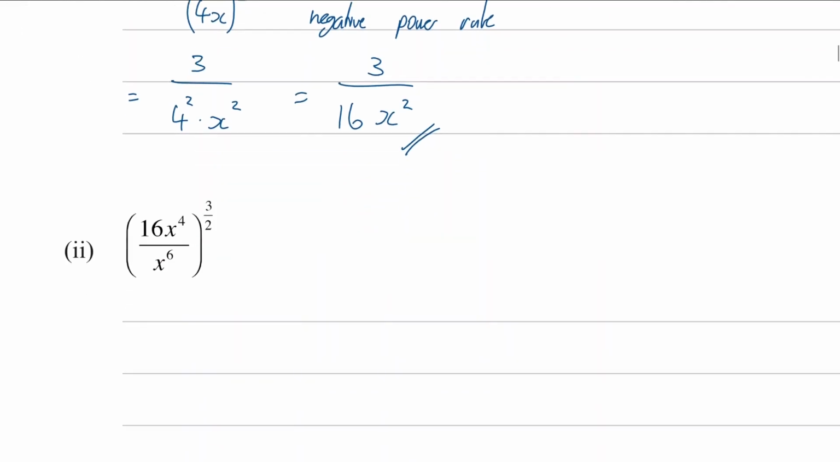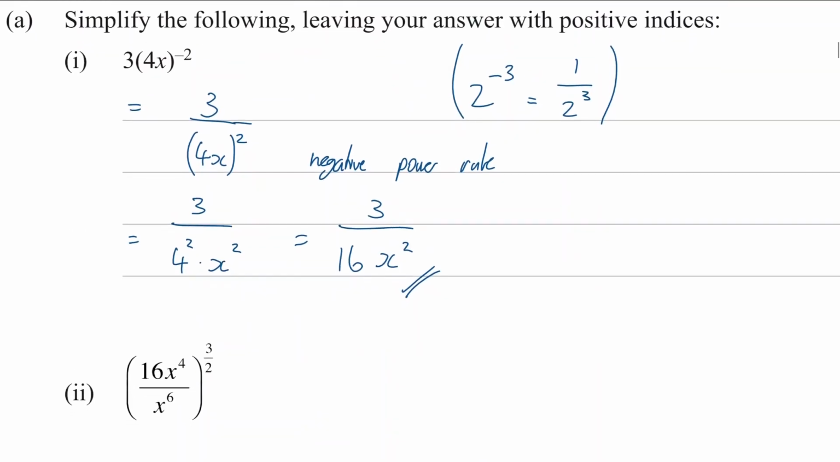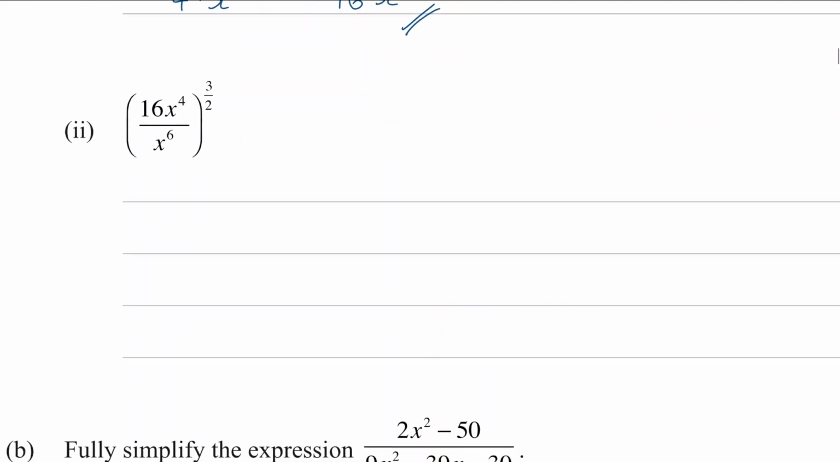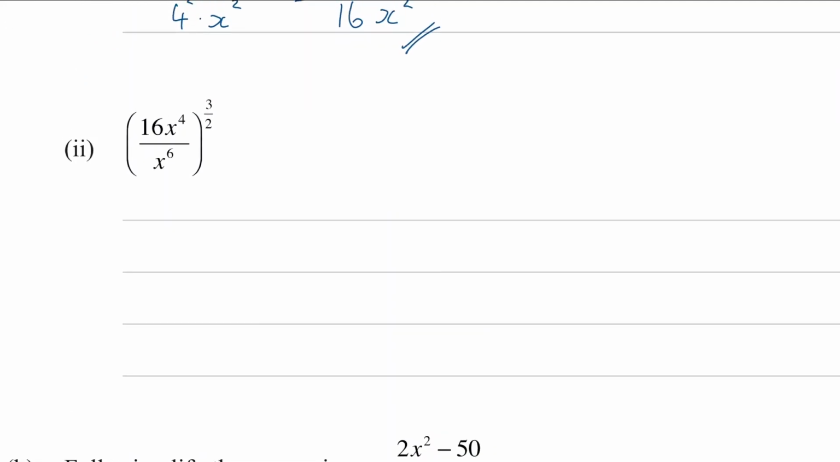Alright, now part 2, again, leaving our answer with positive indices, simplifying this one. Let's go with the BEDMAS approach, where we focus in on trying to simplify the thing within the brackets. This isn't the only way, but it's a good first approach. So looking inside the brackets, 16 divided by 1, right? There's a hidden 1 there, so we can't simplify that. X to the power of 4 divided by x to the power of 6.